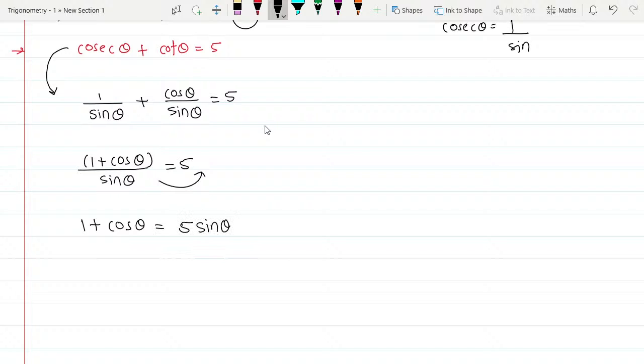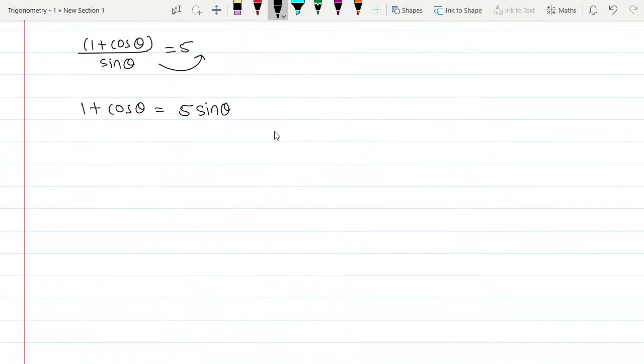Now maybe you are getting the trick. So our task is what? If you have a single equation with cos theta and sin theta, take the squares on both sides. The thumb rule I have already given you: if you have sin and cos in a single equation, then take the squares on both sides. So let's take the square on both sides. 1 plus cos theta whole square equals 5 sin theta whole square.